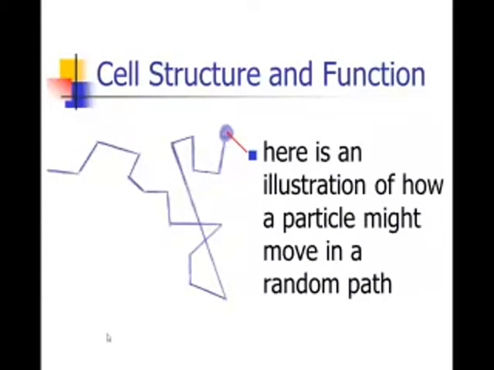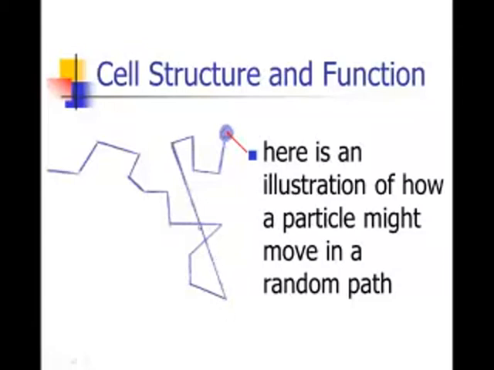Here is the path of a particle that might be moving around on a random path. So we see it going over here, it comes along and it hits something and it bounces off, and it goes to here and it hits something else, it bounces off, it goes over here and it bounces and bounces and bounces, and it goes zigzagging all over the place.